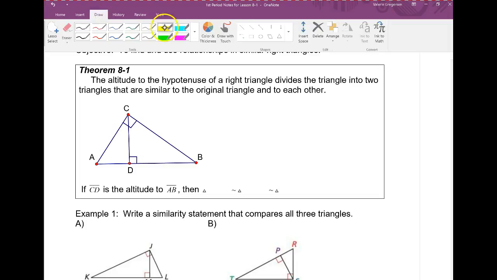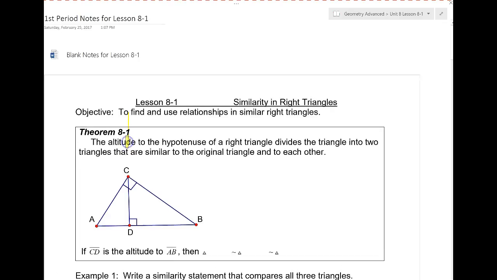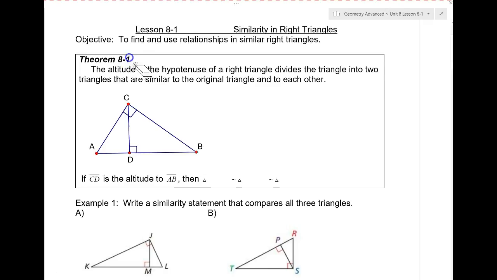The theorem that they're talking about is they said there's an altitude to the hypotenuse. Actually, let's go here. This is what they're talking about. This is the altitude to the hypotenuse that they're talking about. Okay, that's what they're trying to describe. And when you do that, you get 2 smaller triangles, correct?